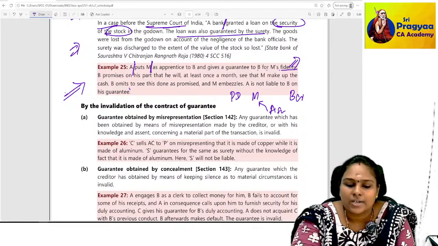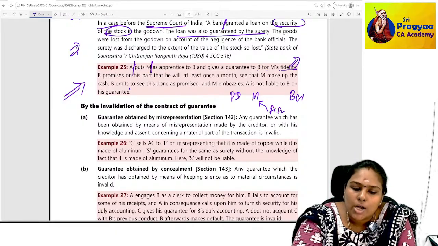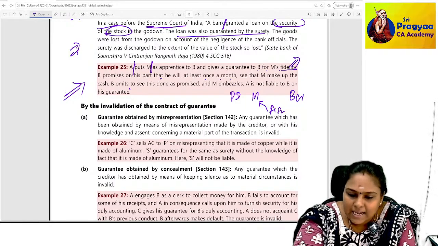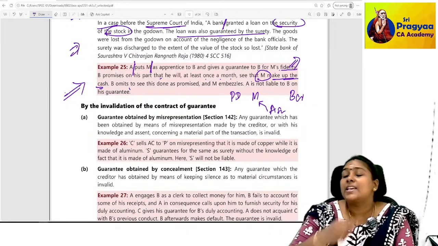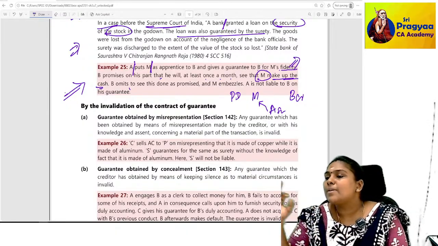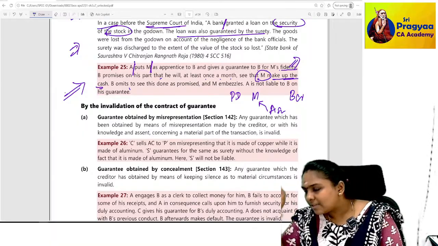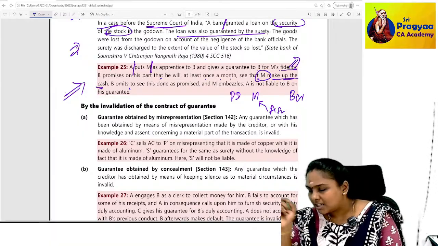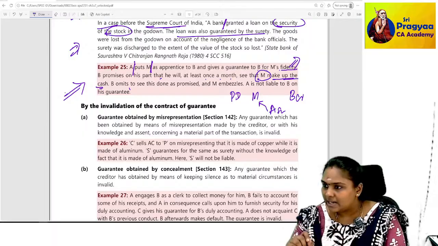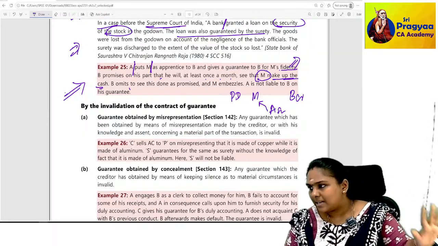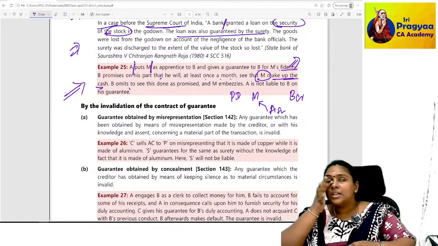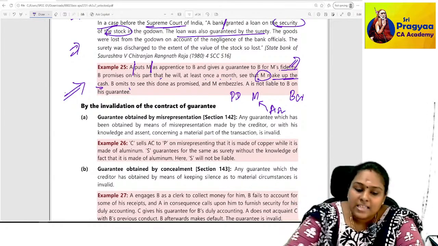He says a trustworthy person. B promises on his part that he will at least once in a month see that M makes up the cash. M will make up the cash means M will properly account for the cash. Once a month, is he doing the accounting correctly, have the cash receipts come correctly, is the bill written correctly, does the bill amount and the receipt amount reconcile with the balance cash in the bank? Who is going to check that?